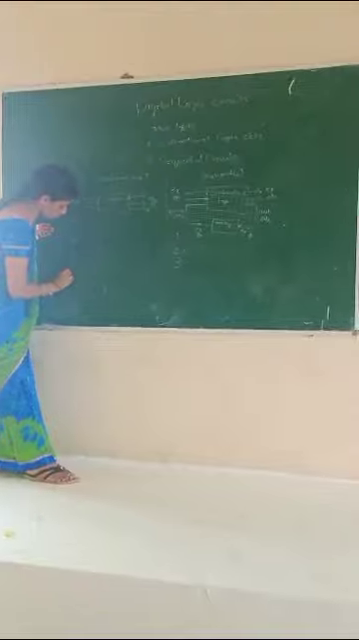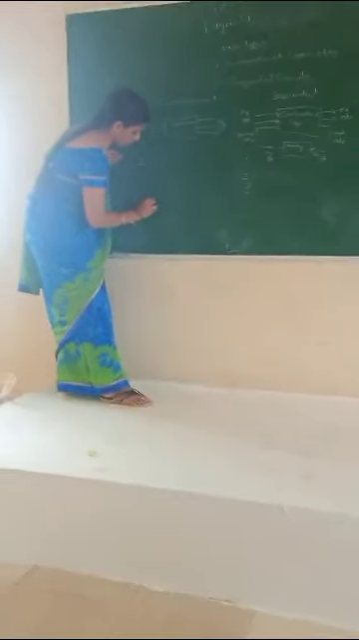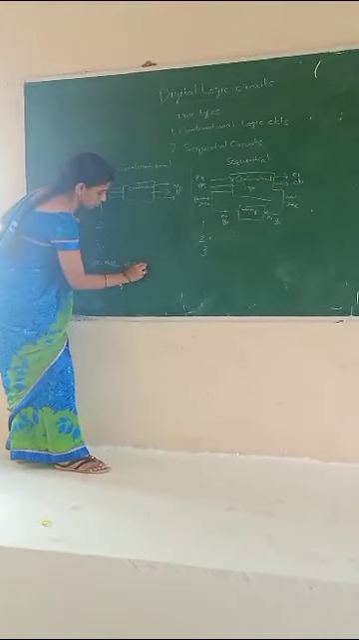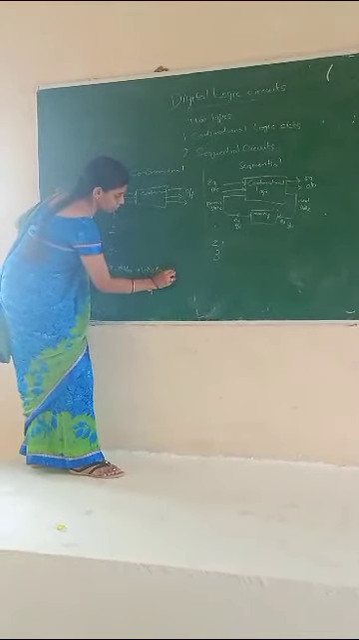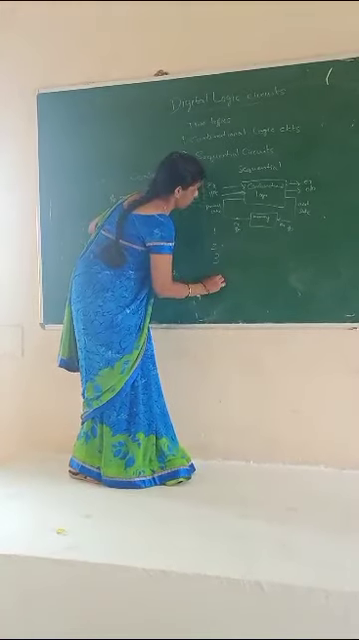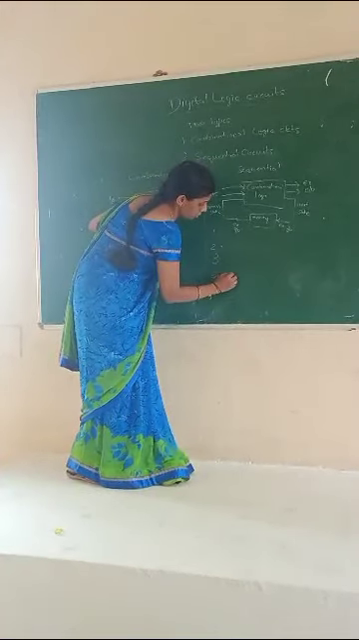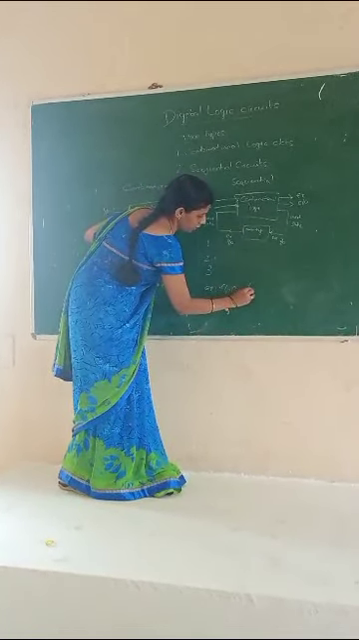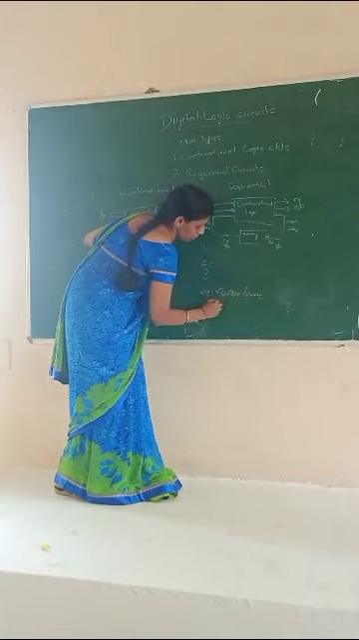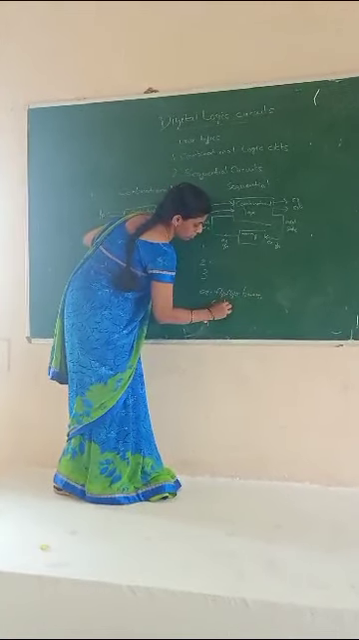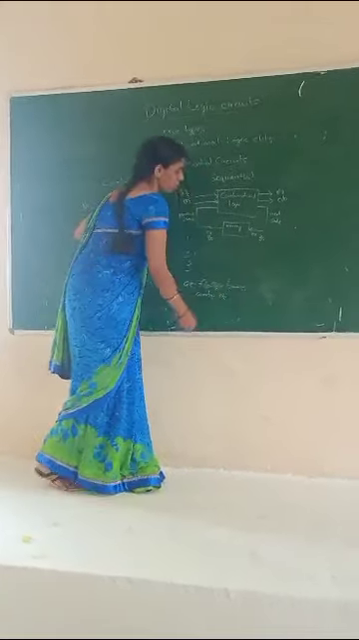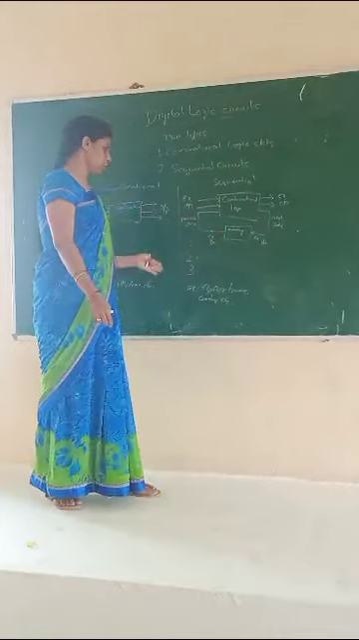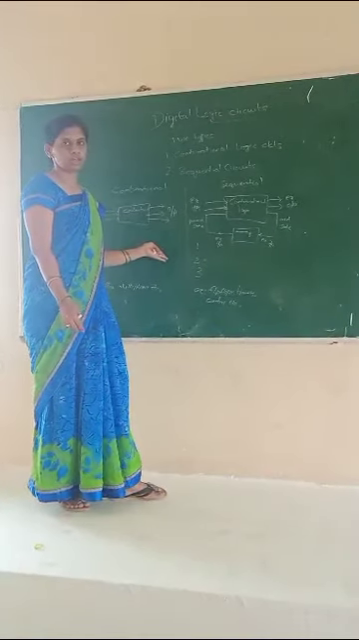Examples for combinational circuits are adder, multiplexer, etc. Examples for sequential circuits are flip-flops, timers, counters, etc. We know that in digital logic circuits we use only binary values as inputs and outputs. The binary values we use here are 0 and 1.